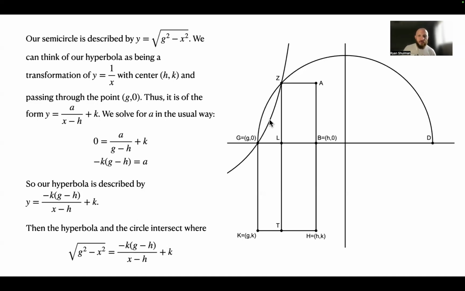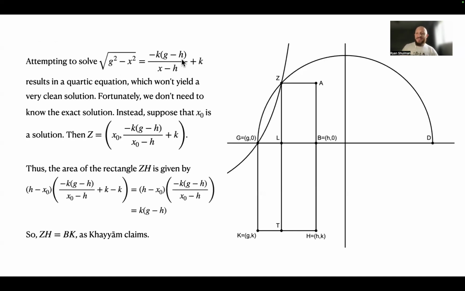So then our hyperbola and the circle intersect where these two equations are equal to each other. And attempting to solve for x, a closed form solution of x, results in a quartic equation. It's super duper nasty. I played around with it for way too long before realizing that I don't actually need to figure out that point. I know that the point does exist, so I just say, okay, let the solution be x naught. Then our point Z is at (x naught, the value of our hyperbola at x naught), which is just plugging x naught into the denominator here.